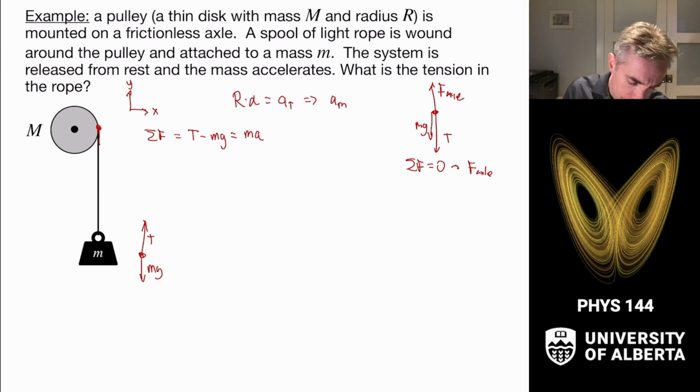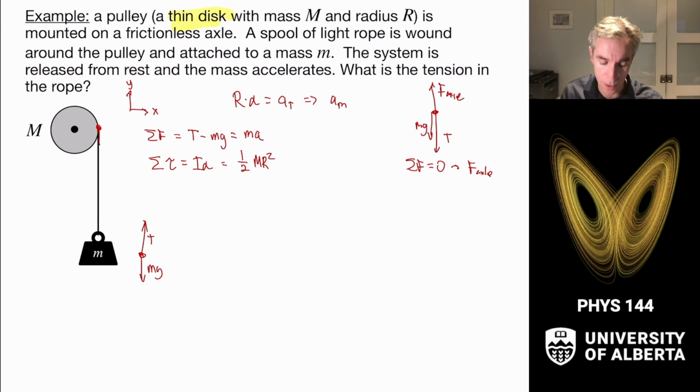What we do care about is that the sum of the torques for the pulley is going to be equal to I times alpha. And we note that the I for the system is going to be 1/2 mr squared because it is a thin disk. So thin disk gives us a 1/2 mr squared. So that's I times alpha. And if I group r times alpha together here, what I will get is that this is 1/2 mr times a, as specified.